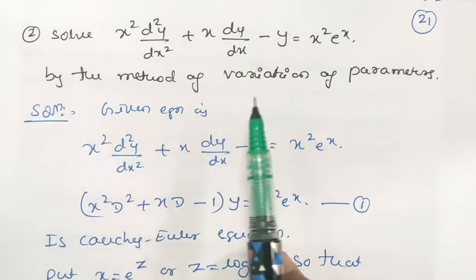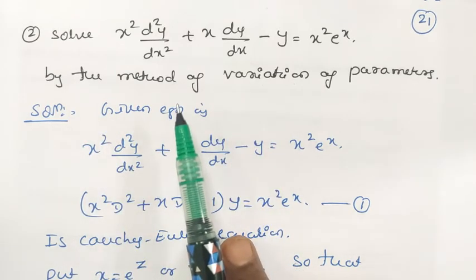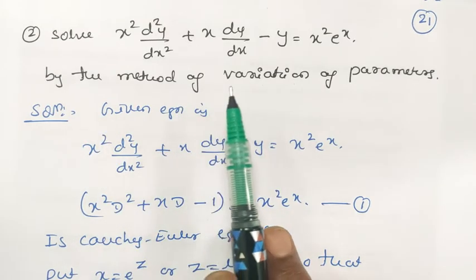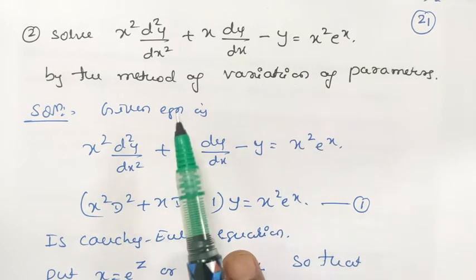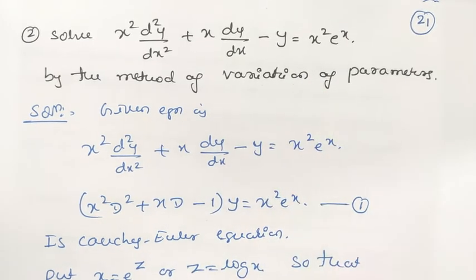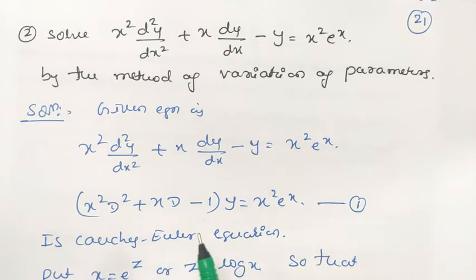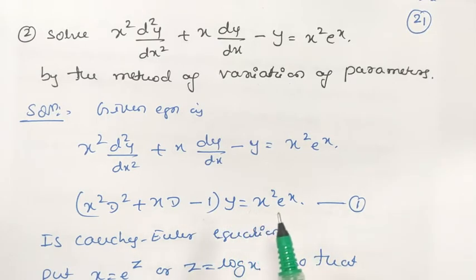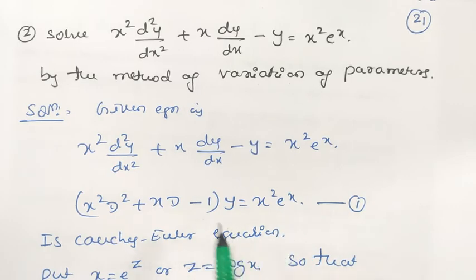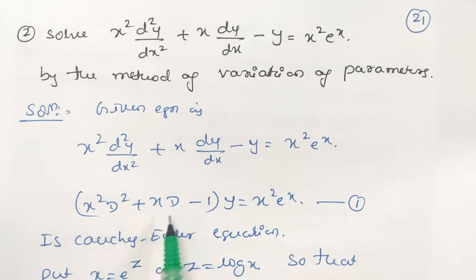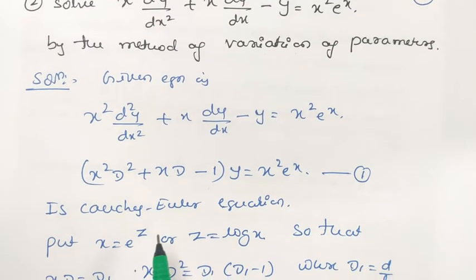Let us take one more example. Solve x square d2y by dx square plus x dy by dx minus y is equal to x square e raised to x by the method of variation of parameters. First let us write the given equation as it is: x square D square plus xD minus 1 of y is equal to x square e raised to x. See here, this is Cauchy-Euler form, isn't it? This is Cauchy-Euler form. We can solve this one by substituting.